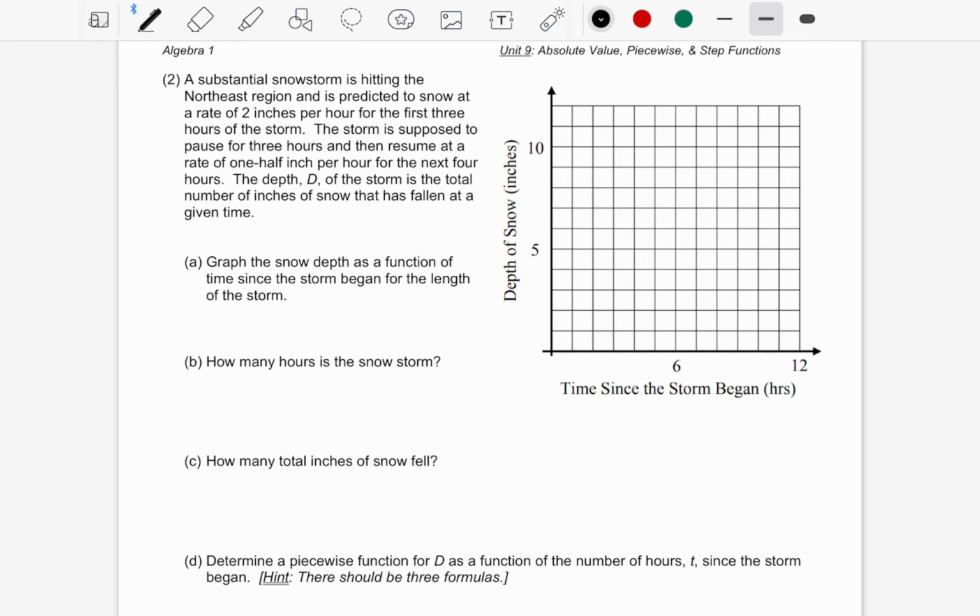All right, so again, time against some other measure, in this case depth in inches. So when they say 2 inches per hour, they're giving us a measure of the slope.